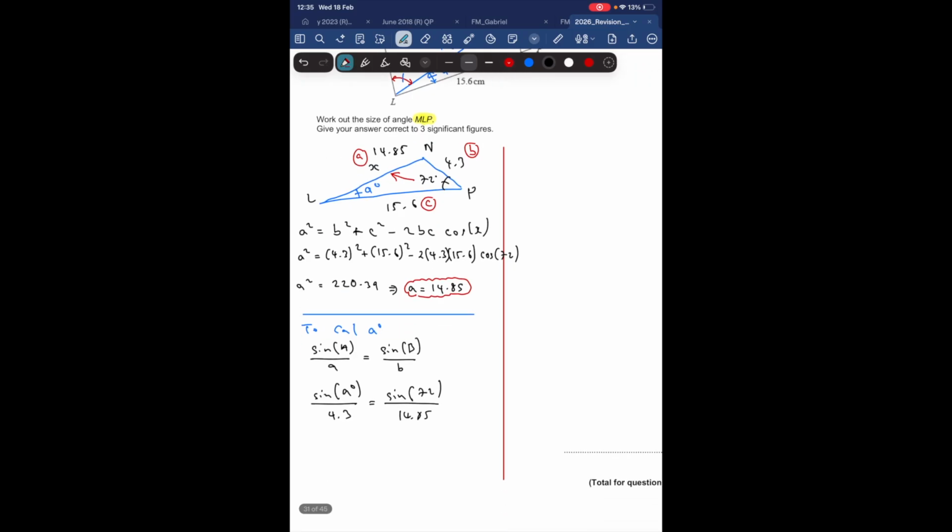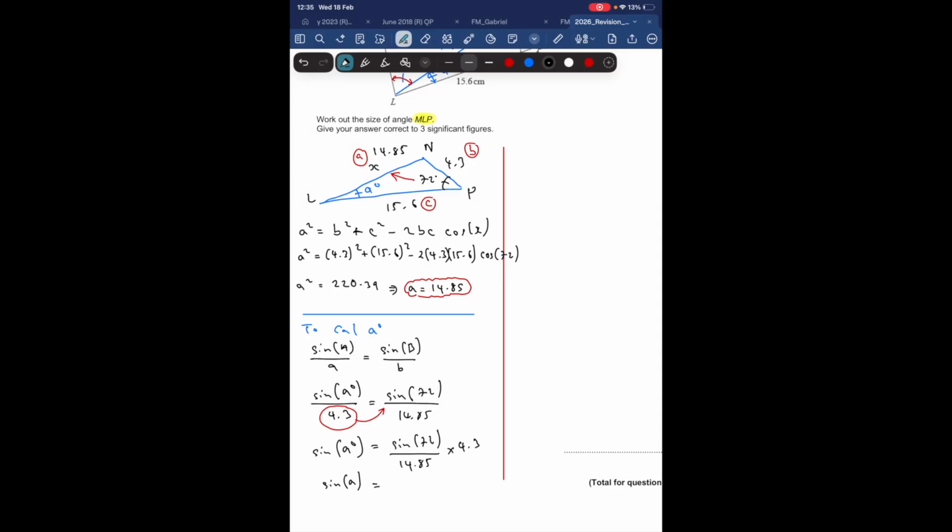I can bring that 4.3 over to the right. And I'm going to be left with sine A, which is the angle that I'm trying to calculate, is sine 72 over 14.85 times 4.3. If I work that out, I'll get the value for sine A. So if I type that into the calculator, sine 72 over 14.85 times 4.3.